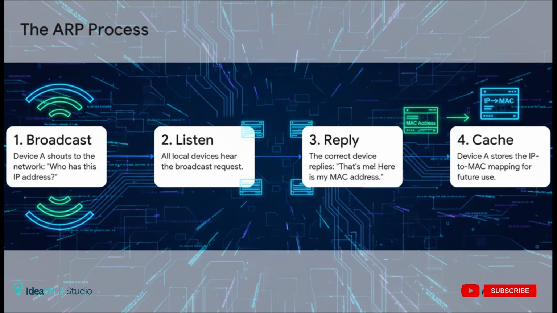Imagine your computer, computer A, basically just shouts out to everyone else in the room, the whole local network, "Hey, who here has this IP address?" All the other devices hear it, but only the right one, computer B, raises its hand and replies, "Oh, that's me. Here's my MAC address." Then computer A jots that down in a little notebook, its cache, so it doesn't have to go around shouting again next time it needs to talk to computer B.